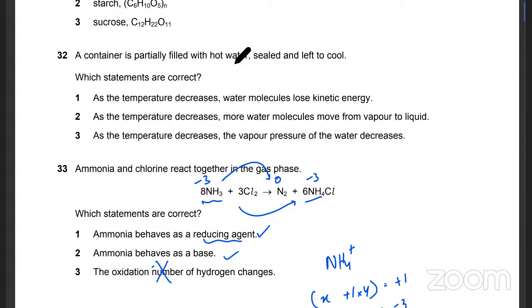A container is partially filled with hot water, sealed and left to cool. Which statements are correct? As the temperature decreases, water molecules lose energy.